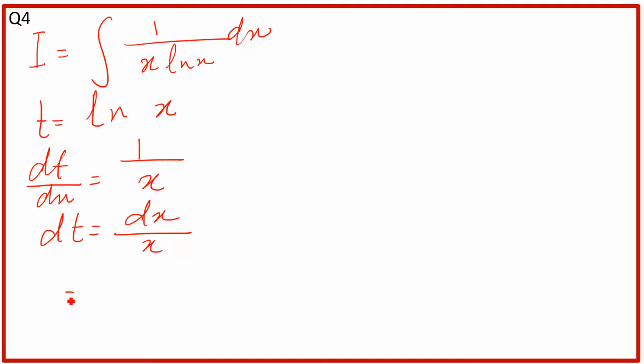Now we will put in our integral: 1 divided by natural log of x, and we have supposed that t is equal to natural log of x, so instead of natural log of x, I can write t. Now what is remaining? 1 over x dx. 1 over x dx is equal to dt, so I can write dt here. So this is the function and the derivative is available here.